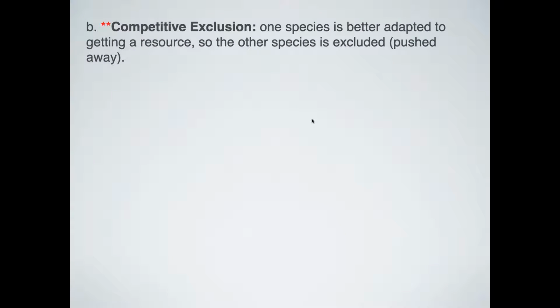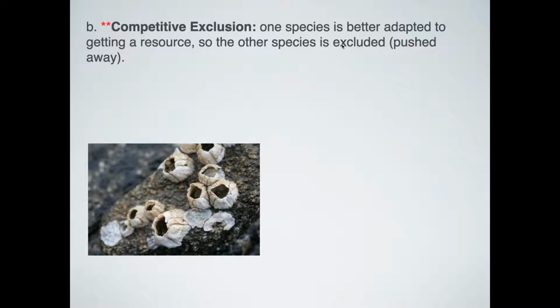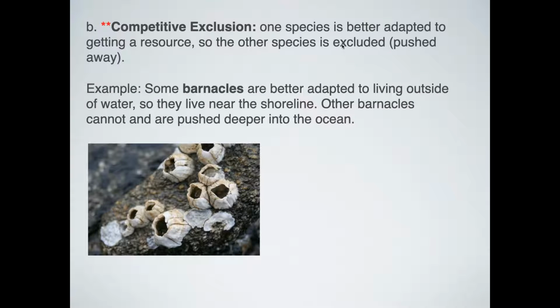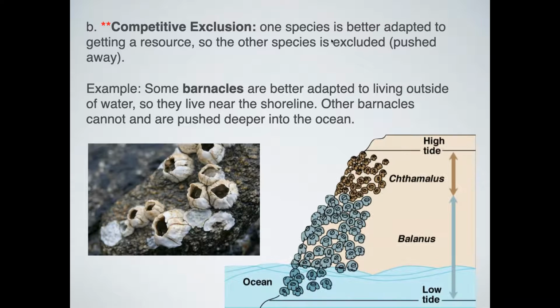But there are some not so fun ones like competitive exclusion. So, competitive exclusion is where one species is better at adapting to a resource, so the other species is excluded and it gets pushed away. Barnacles are a good indicator of this. Some barnacles are better at adapting to living outside of water for longer periods of time. And so they will live in different locations near the shoreline because of that.